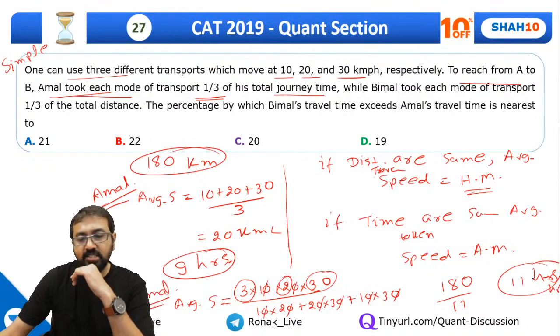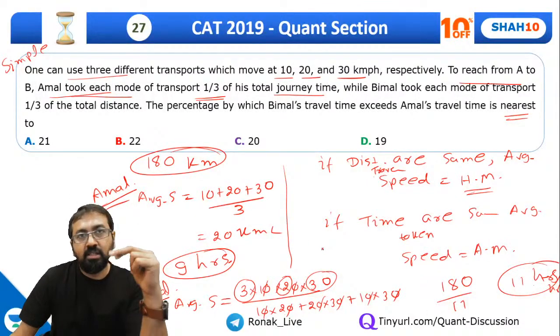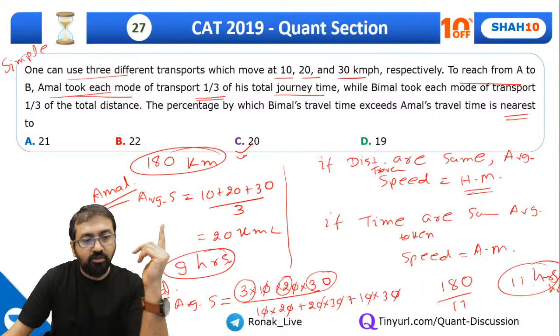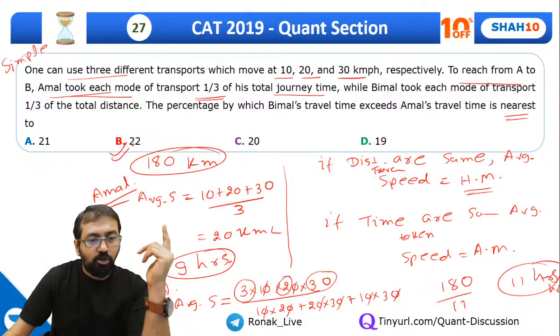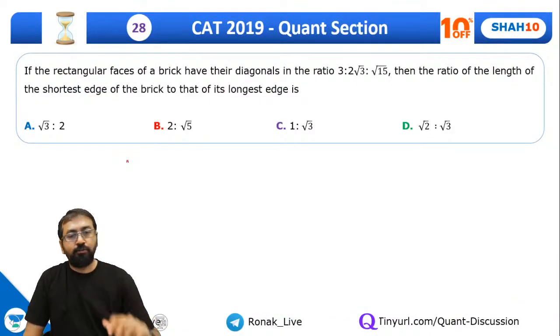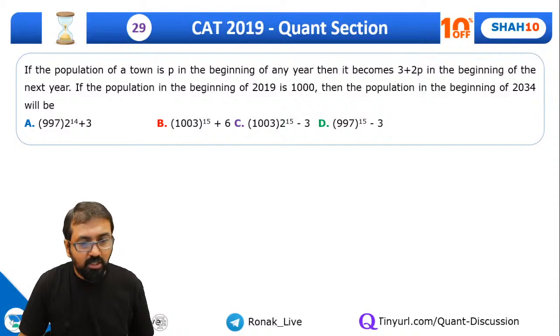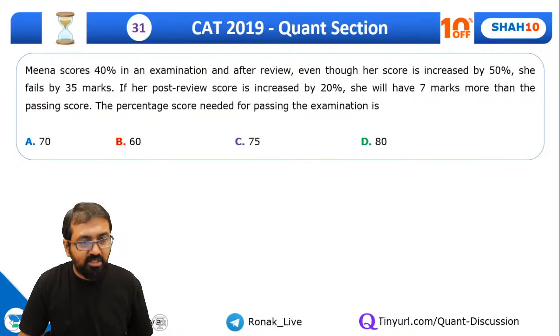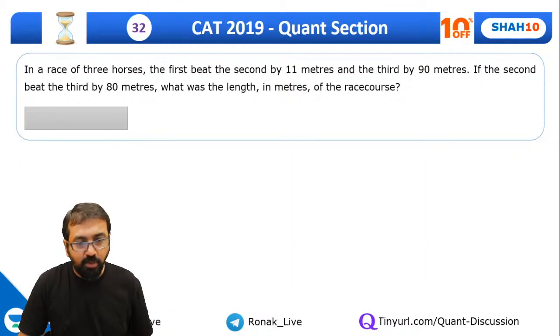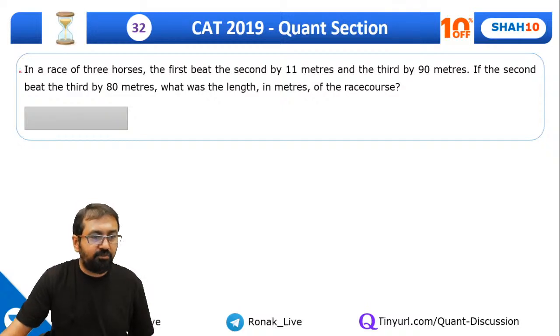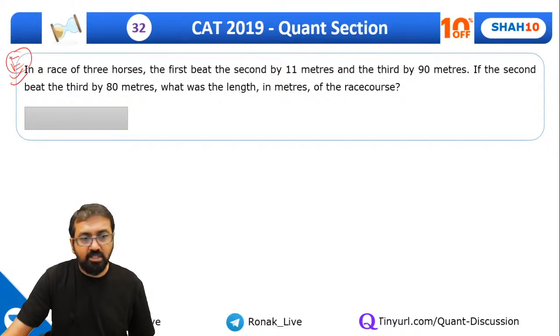So this took 9 hours, this took 11 hours. So from 9 to 11, it's 2 by 9, that is 22.22%. So we'll tick mark 22%, option B. So I hope all of you have understood this. Now these are few slightly easier questions, not that difficult. In fact, look at this question, very simple question, very easy question.